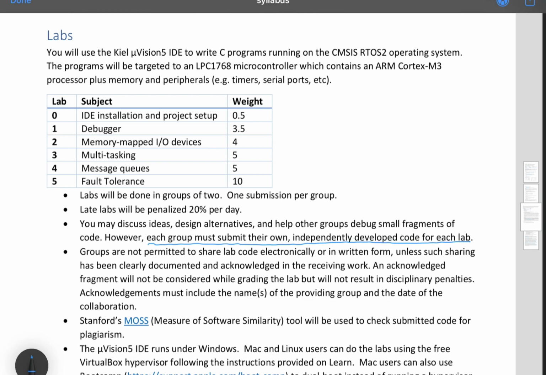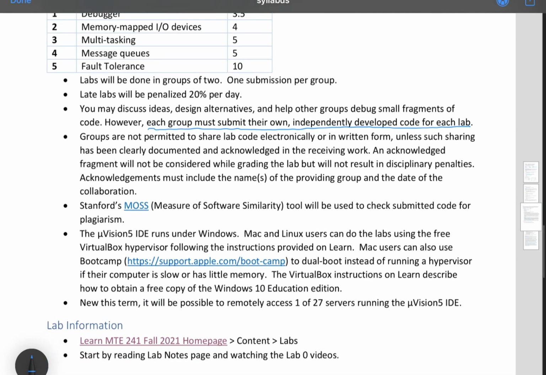Now, we will be running Stanford's MOSS tool. It's been around for years, a measure of software similarity, and it compares programs for how close they are. It's not fooled by changing variable names or white space or any of those kinds of tricks. It's a bit more sophisticated than that.